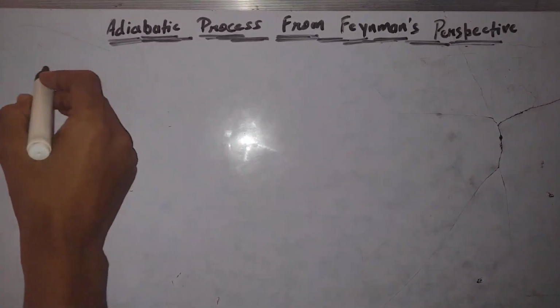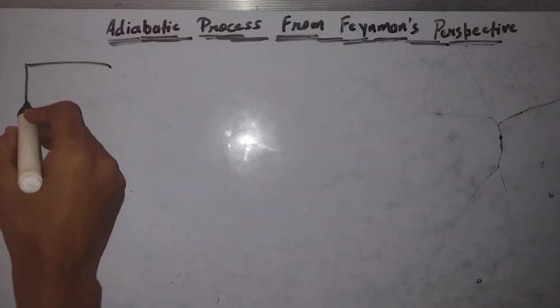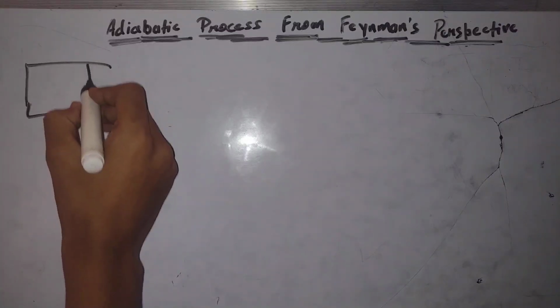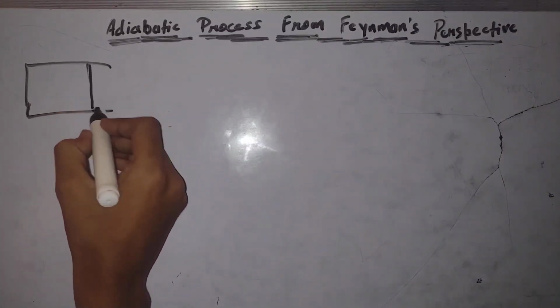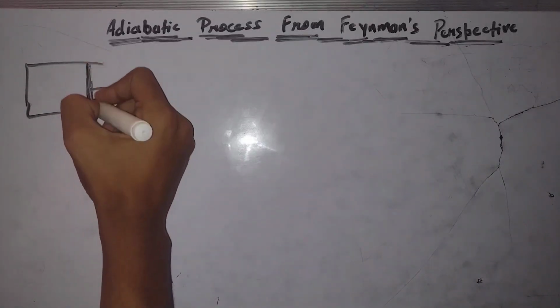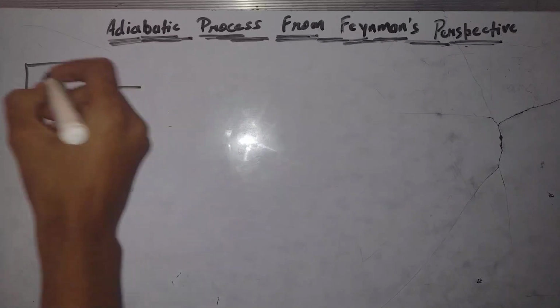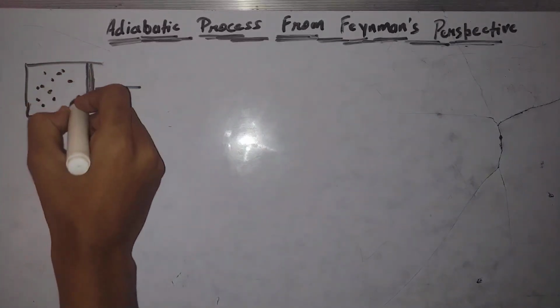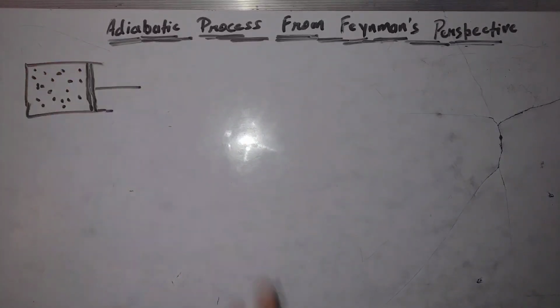Imagine that there is a container, and that container has a piston on it. That's the container and that's the piston, and this container has gaseous molecules doing random motion.